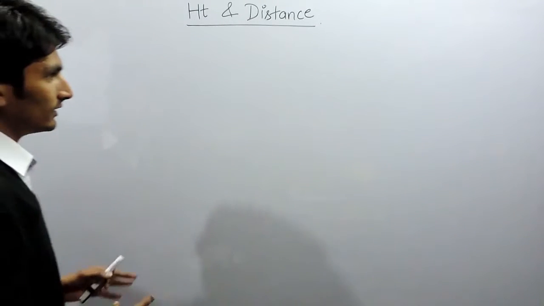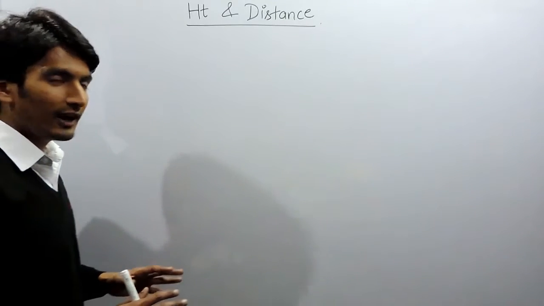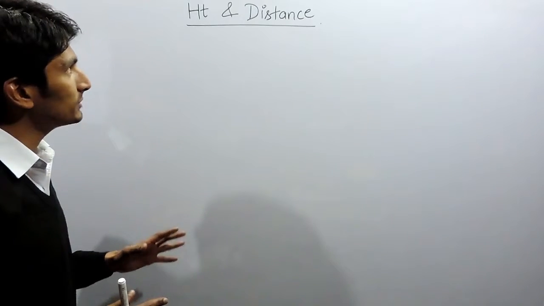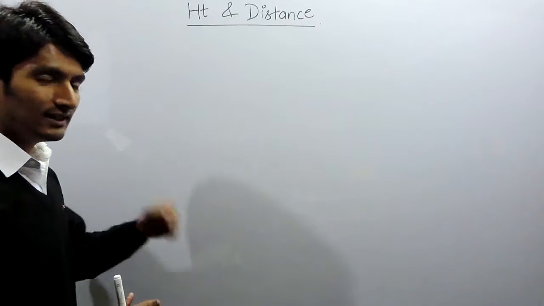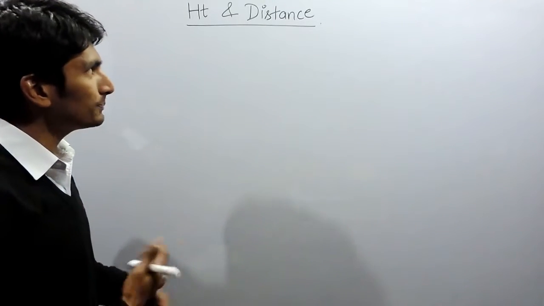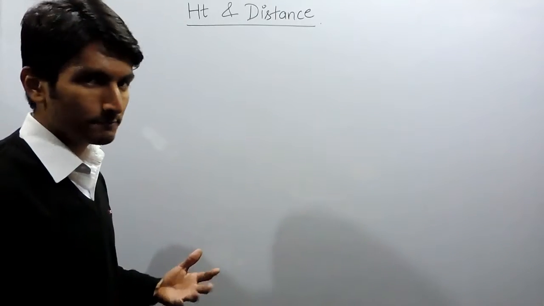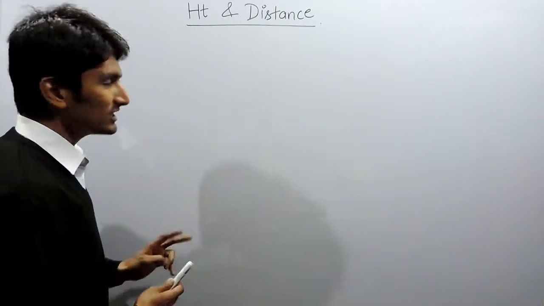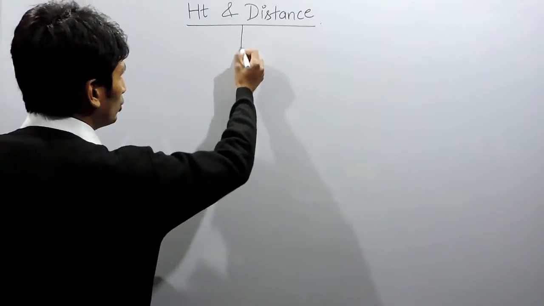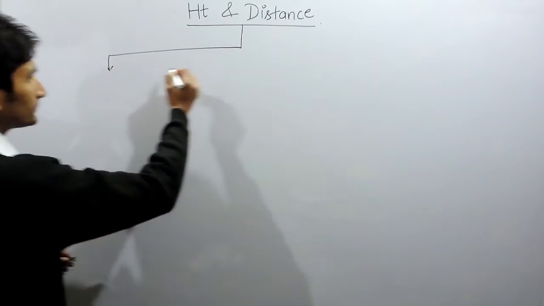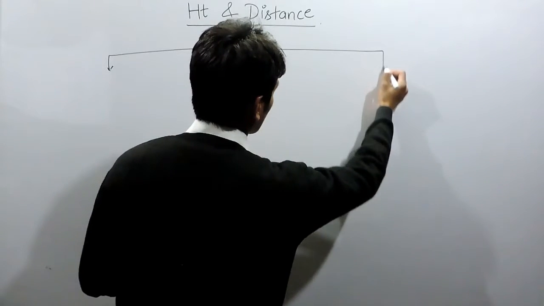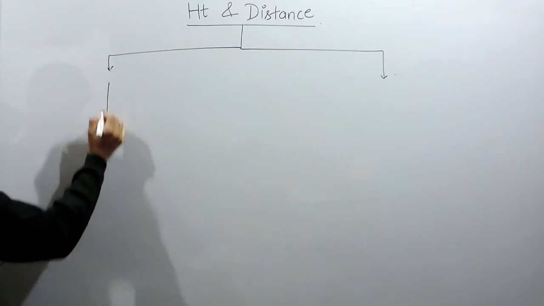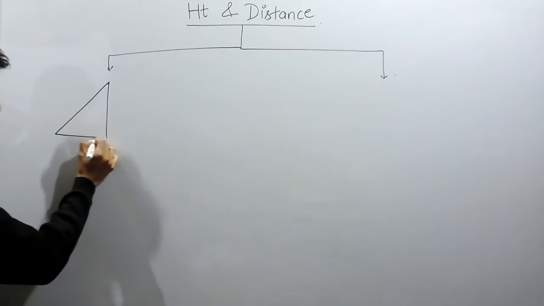Now in this video we are going to find out the number of questions that can be possible in height and distance, and in the further videos we'll explain those questions one by one. So in height and distance there are 2 major, or you can say 2 possible cases. The first case can be only one triangle will be given to you.